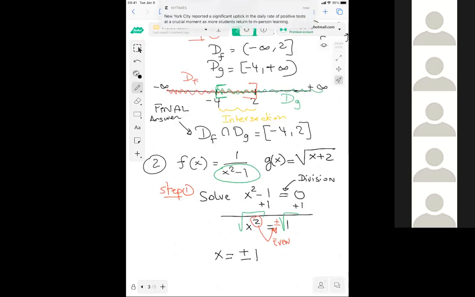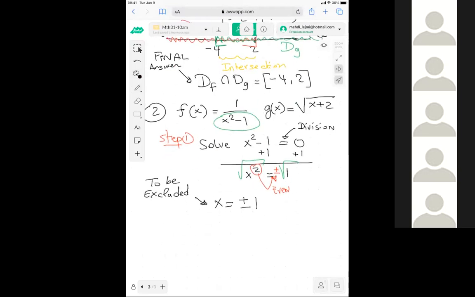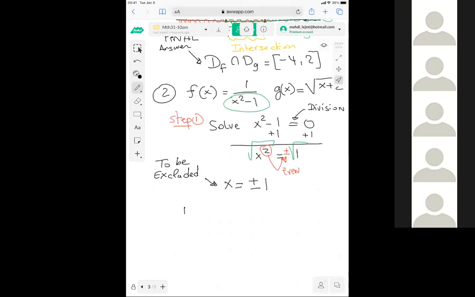Okay, so what we are saying is if x is positive or negative 1, then the denominator is going to be 0. So we need to exclude positive or negative 1 from the domain of f. So domain of f would be any number except positive and negative 1. It will be negative infinity to negative 1, excluded, union negative 1 to positive 1, both negative 1 and positive 1 excluded, and then union positive 1 to positive infinity. So you only have to exclude negative one and positive one.